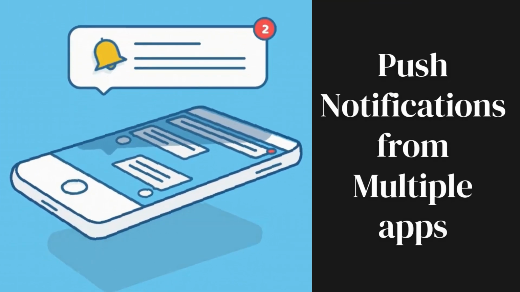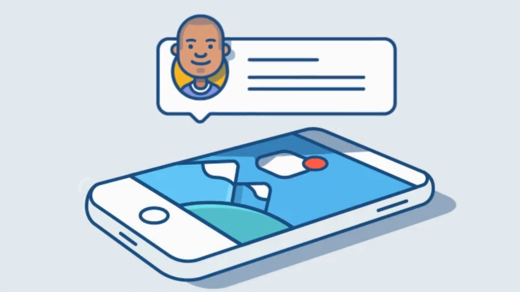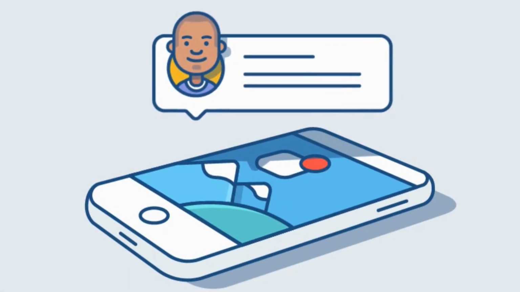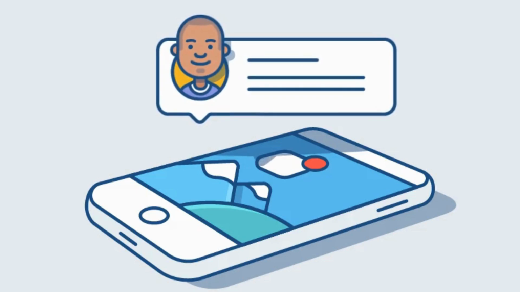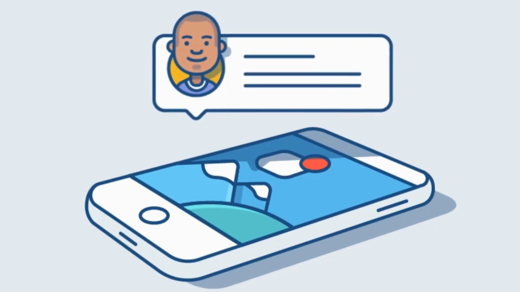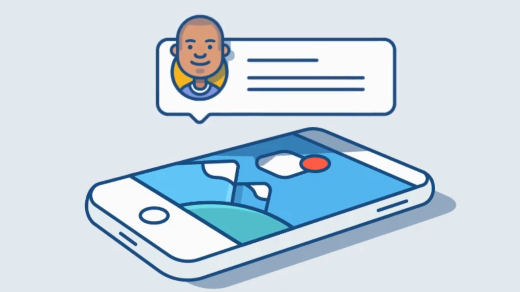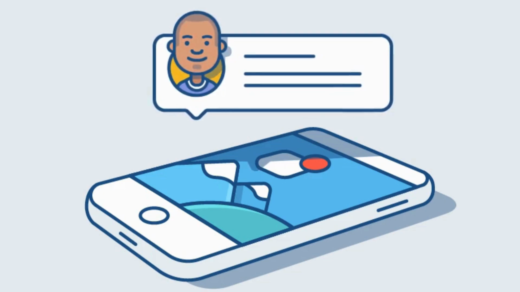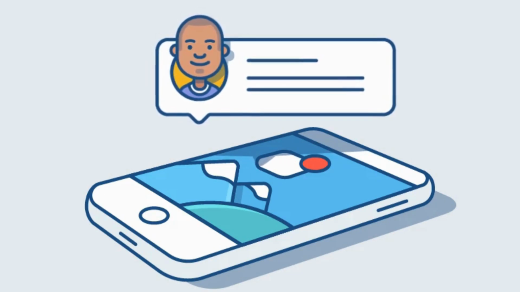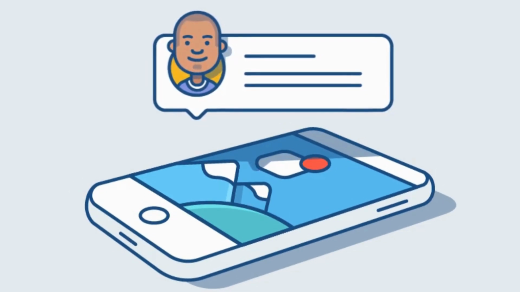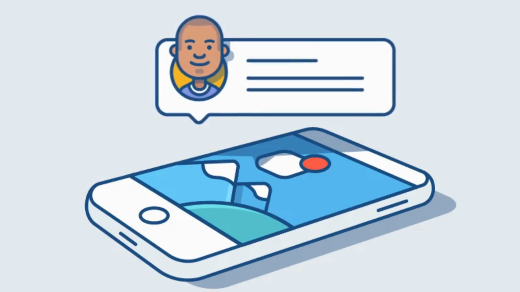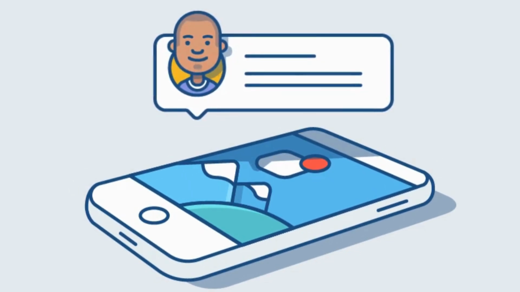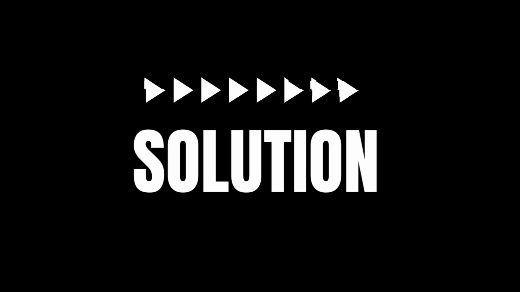Number 2. Push notifications from multiple apps. Push notifications are messages sent by apps to your device, often in real time, to alert you about updates, messages, or reminders. While they are convenient, too many notifications from multiple apps can significantly drain your smartphone's battery. So guys, for that I have 2 solutions.